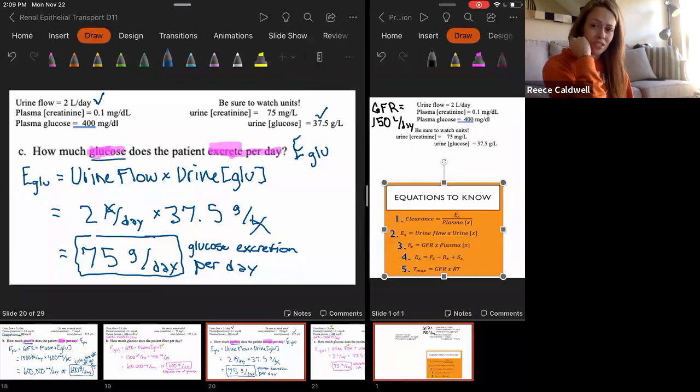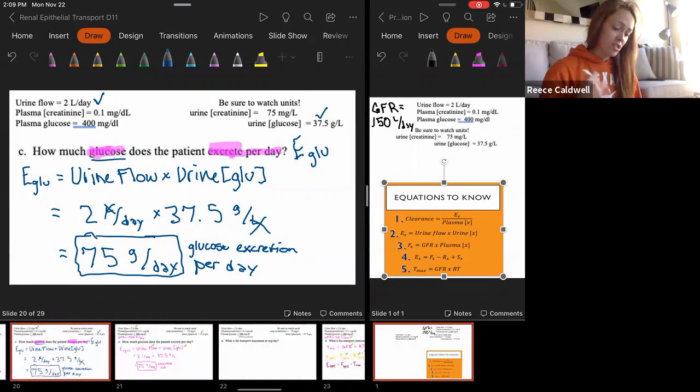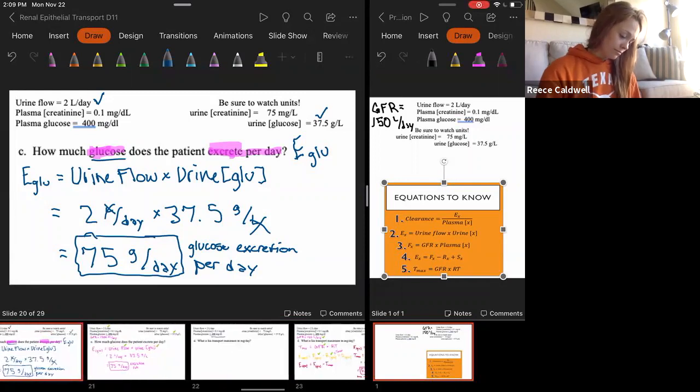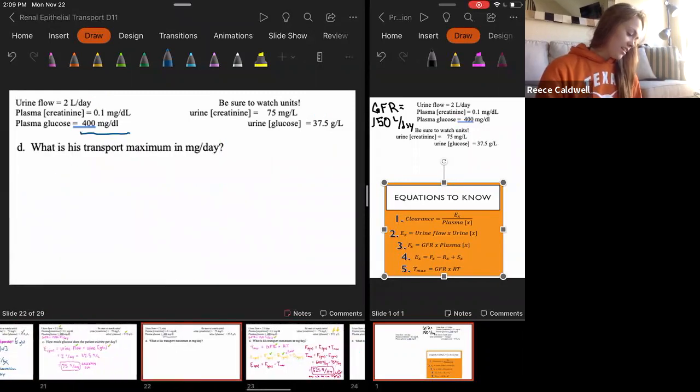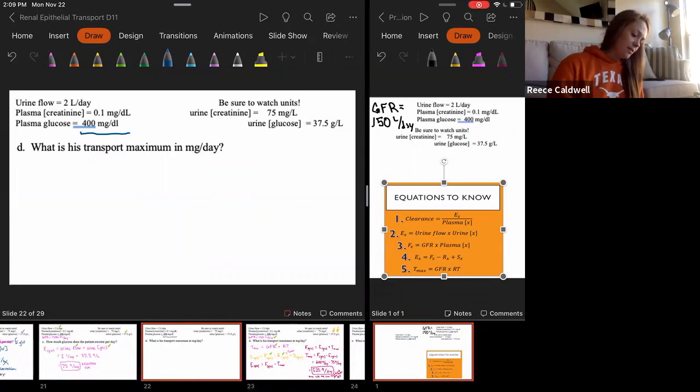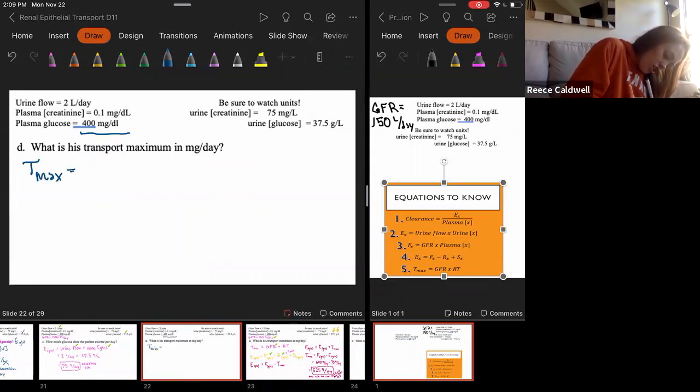You do not want glucose in the urine. You want to reabsorb all the glucose that you take in to be used for energy. If you're taking too much glucose in, it's going to start showing up in the urine, which is a bad sign. This value should be 0. If it's above 0, that tells us there's some type of issue going on. We should not be excreting glucose in the urine. So moving on to question D, now we are looking for Tmax. We have an equation for Tmax. It is Tmax equals GFR.